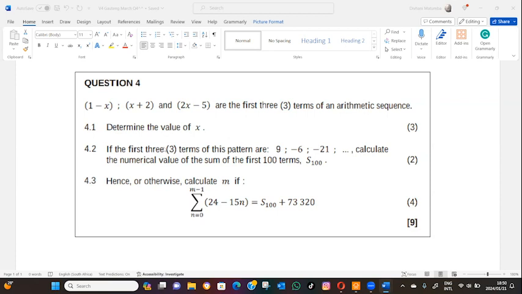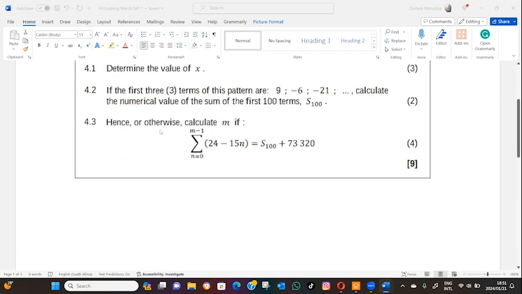X minus 1, minus x plus 2, 2x minus 5 are the first three terms of an arithmetic sequence. Now, before we move on, what we know about arithmetic sequences is that they have a common difference. That's one thing we know. So will that help us? I think it will. So let's give it a try.